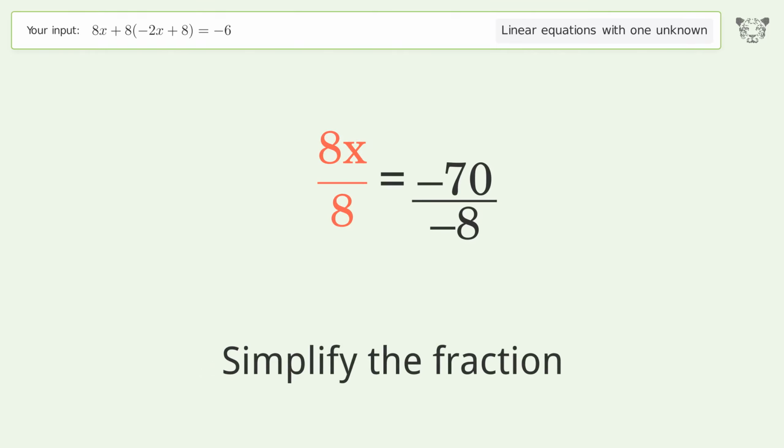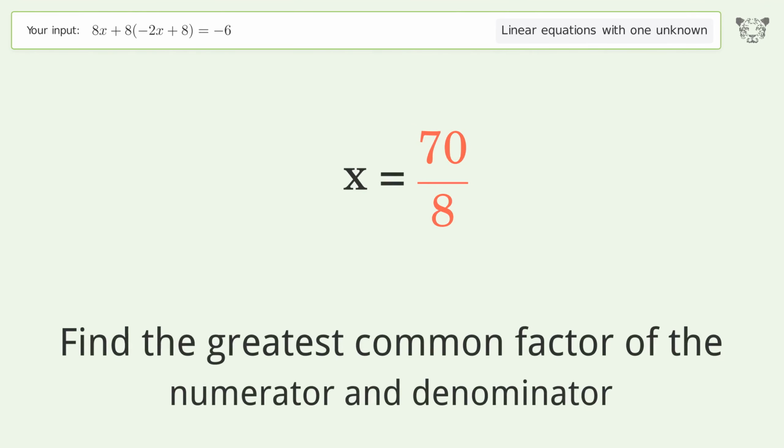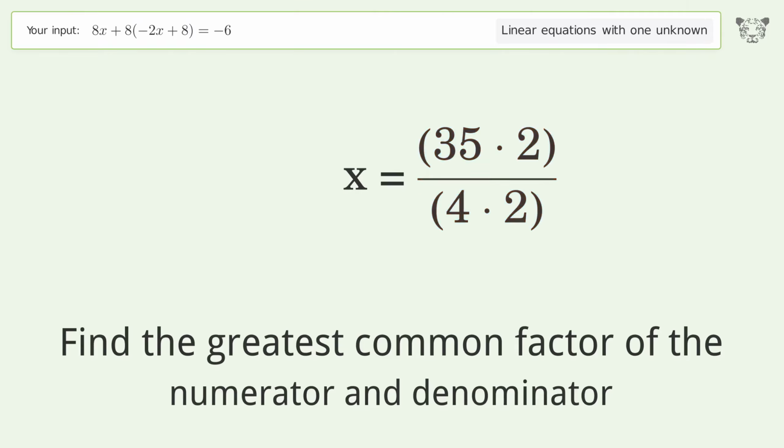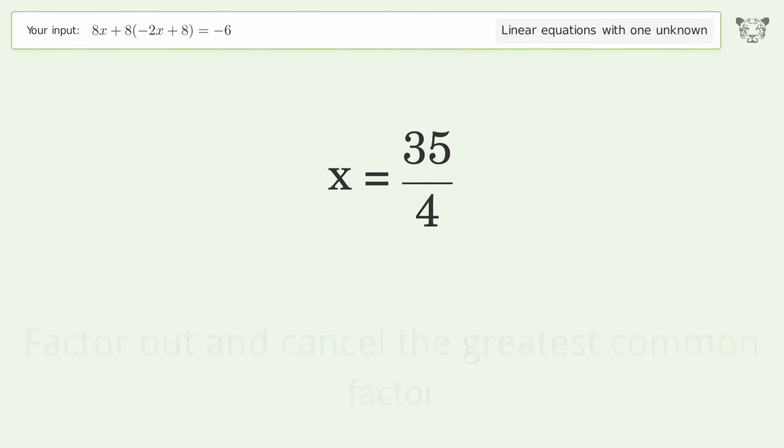Simplify the fraction. Cancel out the negatives. Find the greatest common factor of the numerator and denominator. Factor out and cancel the greatest common factor. And so the final result is x equals 35/4.